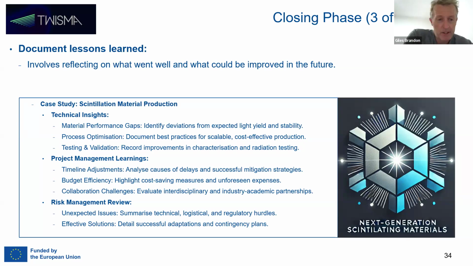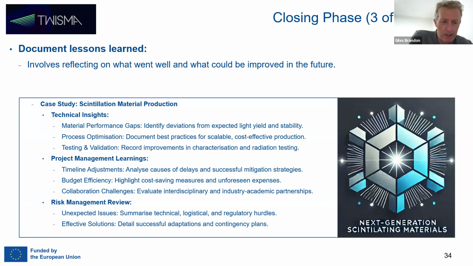So on the technical insight side, material performance gaps, we might want to write about what were the deviations with respect to our expected light yield and stability, and what might be ways to improve upon that. Process optimization. We might want to document the best practices that we learned for scalable, cost-effective production. Testing and validation. We might want to record improvements that we observed in characterization and radiation testing, or the lack thereof.